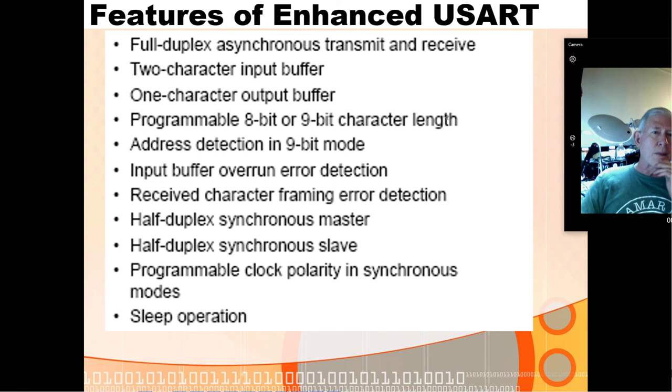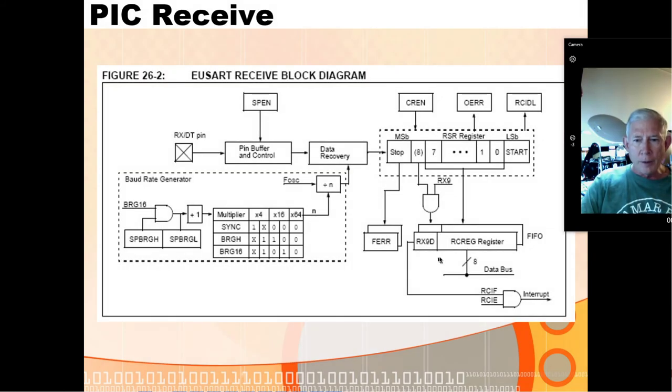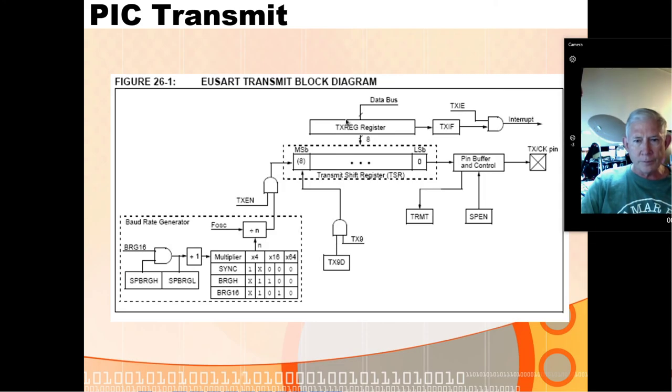Okay, so the enhanced UART, which is what our chip has, is a pretty fancy UART. It does full duplex asynchronous transmit and receive, so you can send and receive characters simultaneously. You just have to make sure your software is able to handle that. Okay, so it does have a 2-character input buffer. And I'm going to look at the data sheet, since I didn't see that on the block diagram. So it looks like they count this as one buffer and this is the other, whereas I believe in the transmit... Yeah, I don't know.